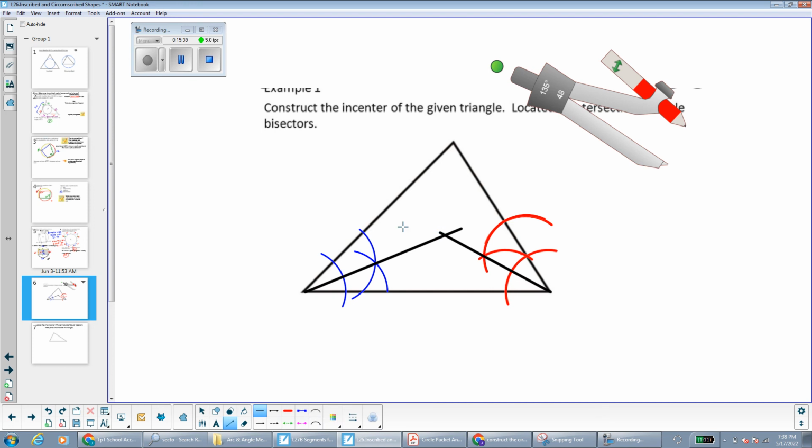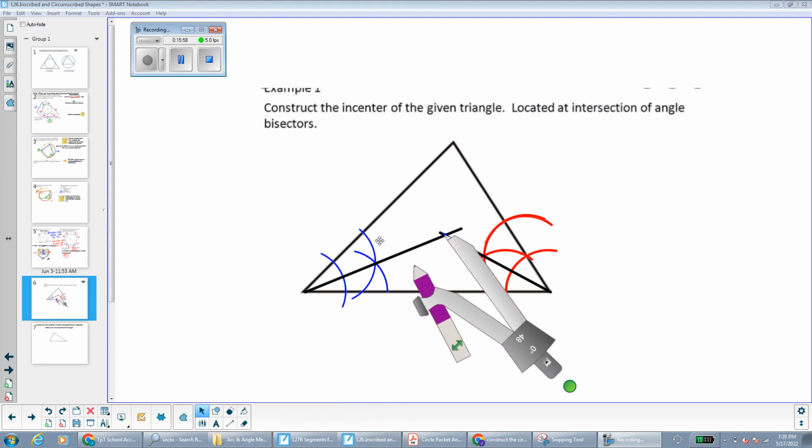But as you can see here, I have a point of intersection. And let me try to get a dot for that. I don't think I can get the dot. I'm going to dot that as best as I can. And that's my incenter. I'm going to use that as the center of my circle that I'm going to inscribe inside the triangle.